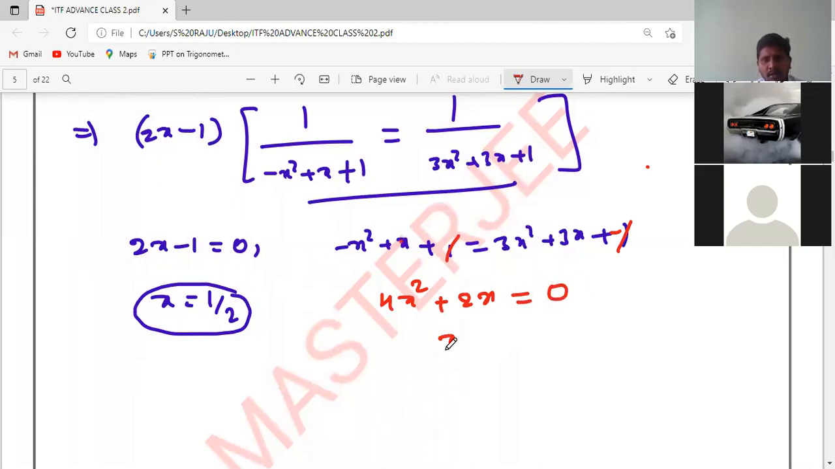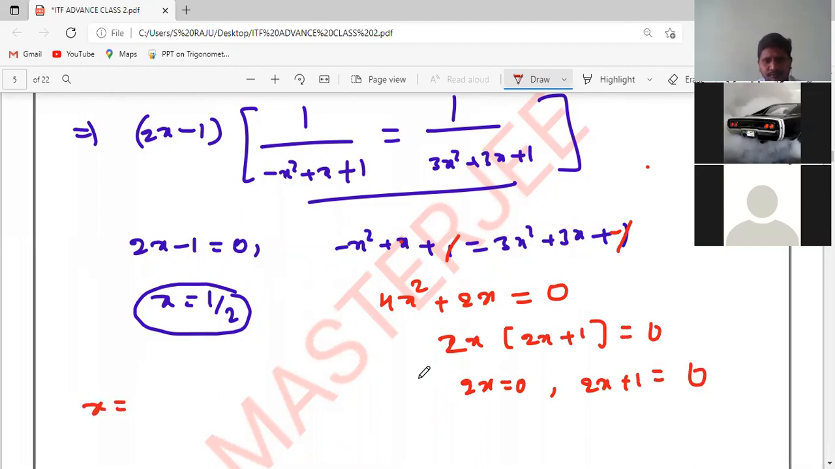So what is the common factor here? Shall I take 2x common? Yes, 2x(2x plus 1) is equal to 0. One is 2x is equal to 0. Another one is 2x plus 1 is equal to 0. Finally, what are the roots, students? One is 0, one is minus 1 by 2, one is plus 1 by 2. Got it?